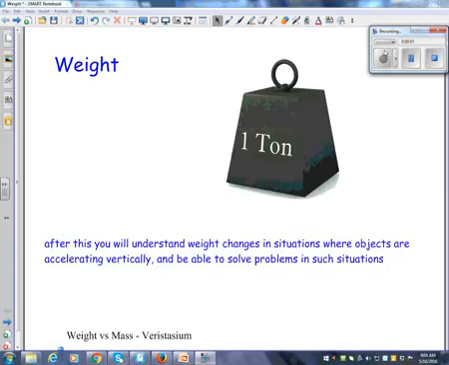All right, so weight. After this, you'll understand weight changes in situations where objects are accelerating vertically and be able to solve problems in such situations. So I got another video for you here. But before we do that, what is the difference between weight and mass?